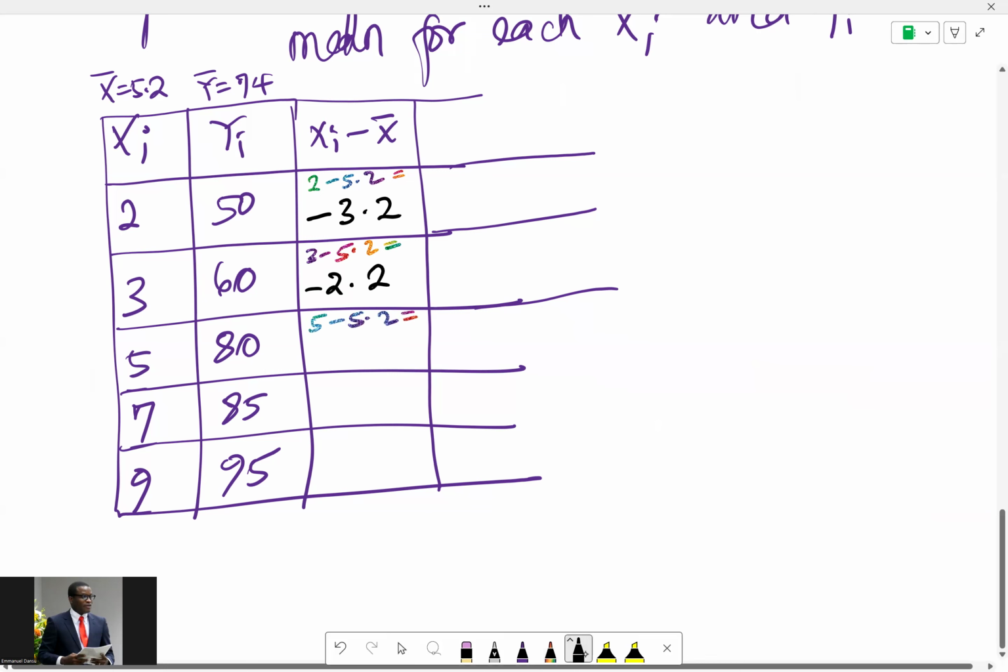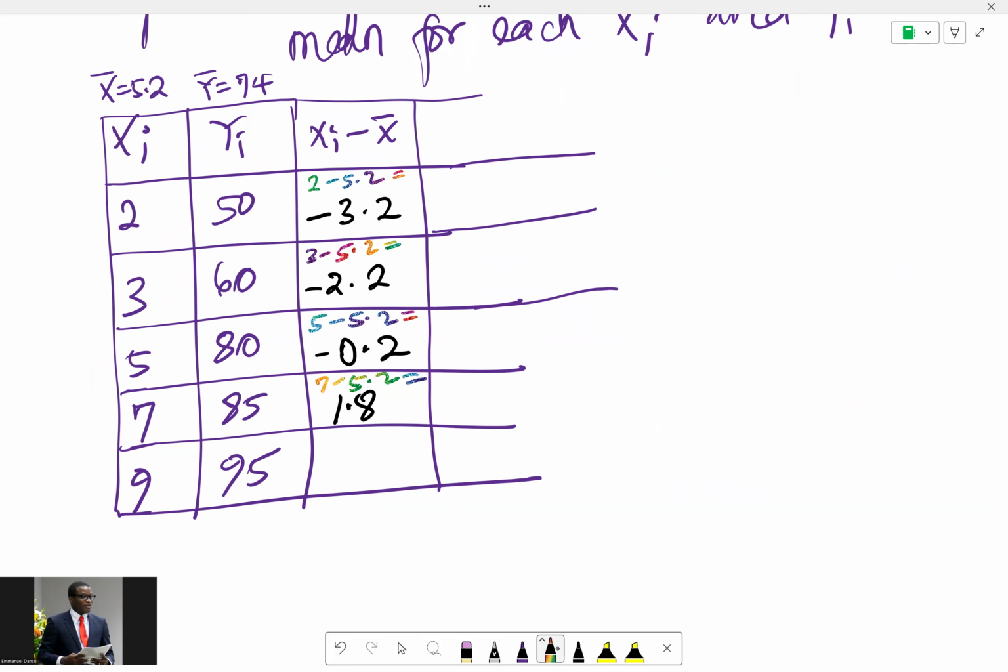That is simply minus 0.2. And then we have 7 minus 5.2, that is 1.8. For something like this, it's best to use the calculator that you have mastered, especially if you have so many values, because it can get really confusing. 9 minus 5.2 is 3.8. So we have the xi minus x bars.